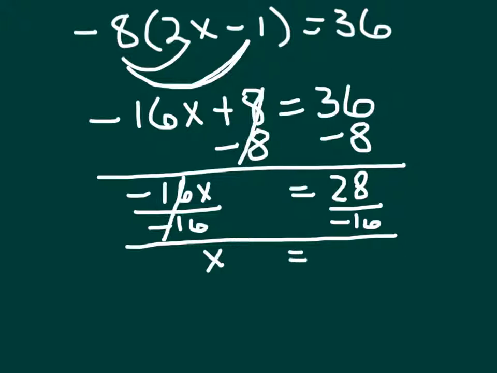And then 28 divided by 16. It's just going to be 28 divided by 16, except we can reduce it. Both of them are divisible by 4. So we go 28 divided by 4 and we get 7. 16 divided by 4 is 4, and our answer is negative. So we get x equals negative 7 over 4.